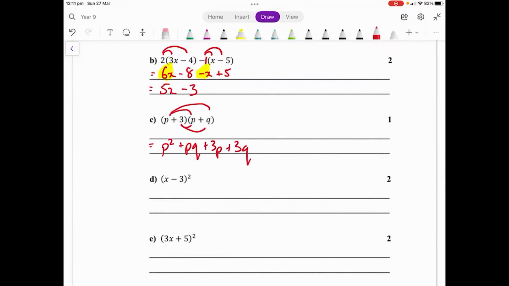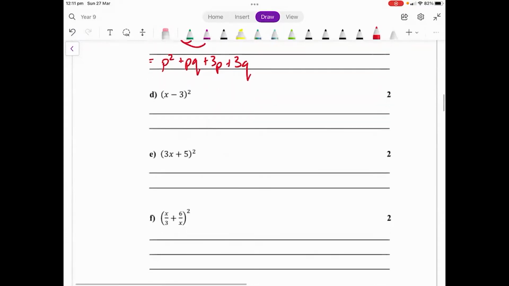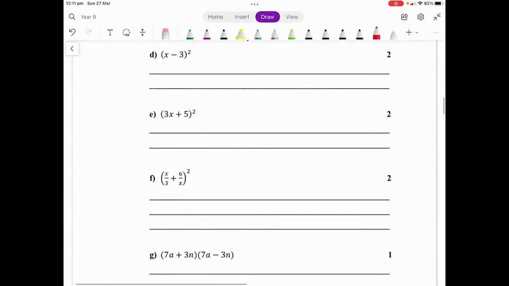Question D, we can use the special expansion, which is a squared minus 2ab plus b squared. So the first term squared is x squared. Minus 2ab gets you minus 6x. And b squared is plus 9. Final answer, x squared minus 6x plus 9. If you have trouble with that special expansion, you can also write it as x minus 3 times x minus 3 and expand it like the question above.